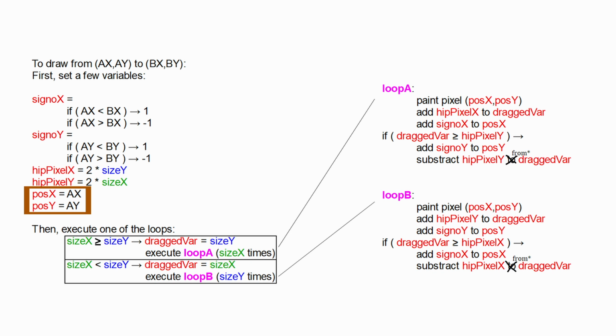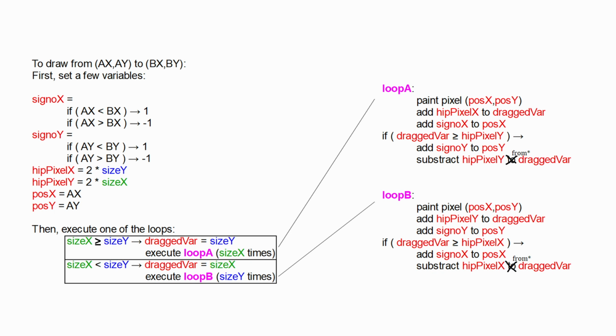Pos x and pos y are the coordinates to paint. They start from ax, ay. Dragged var is a variable to which height pixel x or height pixel y will be added, depending on the aspect ratio, to then compare and verify whether one coordinate needs to be changed.